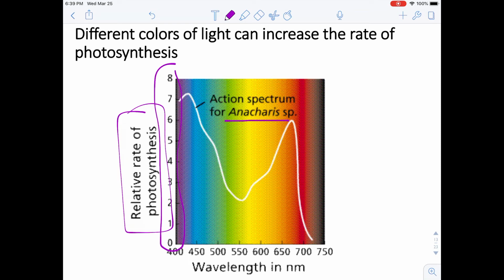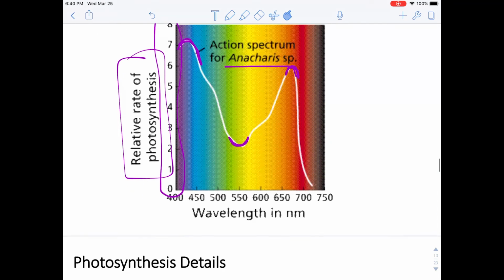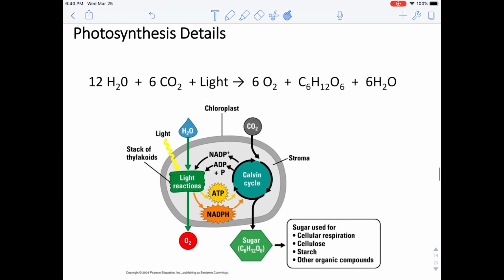So what it's showing you, and it's color-coded, which is kind of nice, is that between 400 and 450, which is the violet and the blue wavelengths, notice that photosynthesis is really high. Notice that it dips down here with the greens and the introduction of the yellows. And notice that it also has another peak over here with the reds and the late oranges. So this is showing you that blue light and red light are really good for photosynthesis, but green light is not. So it's just interpreting some data from that particular graph.